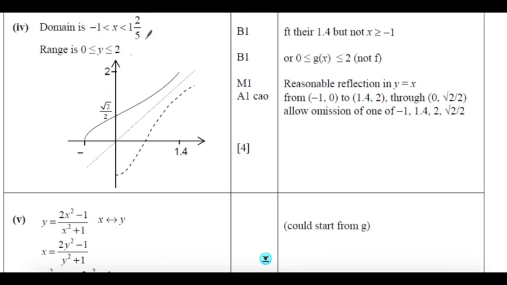Let's look at the mark scheme, see how mean they are about it. So, domain and range, you get a mark for each, and then a reasonable reflection in y equals x, and then you need to make sure you're doing it at the right domain and range, that's what the second mark's for there.